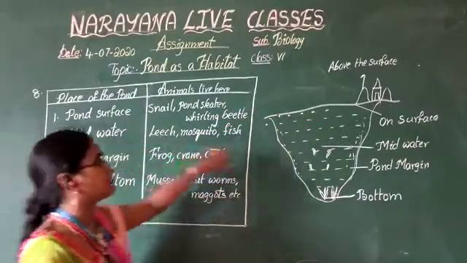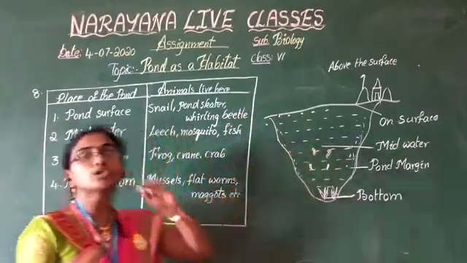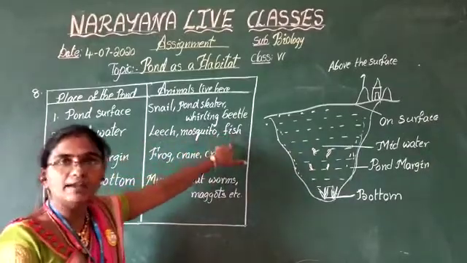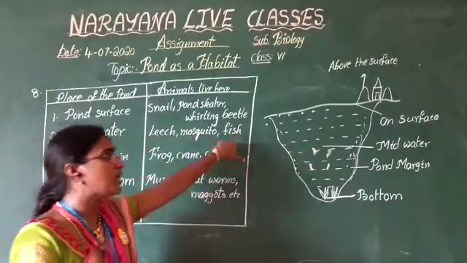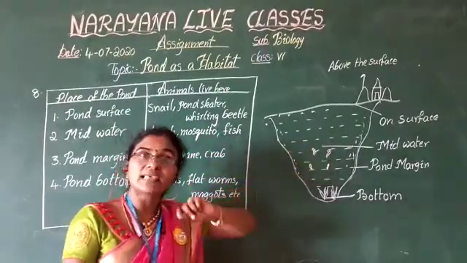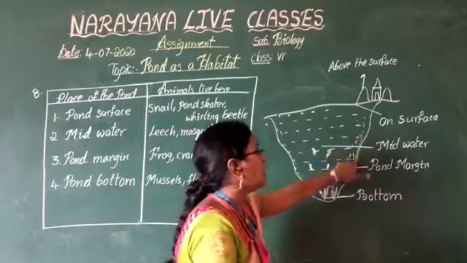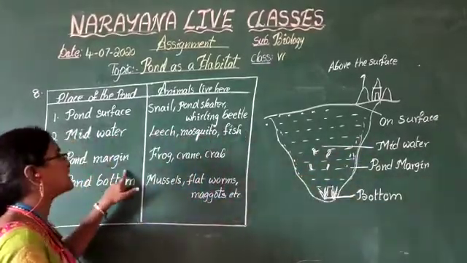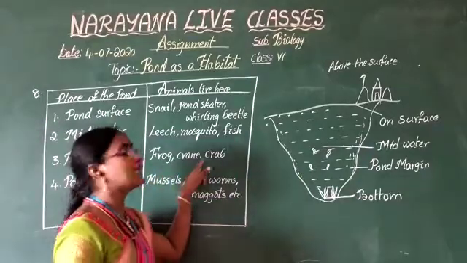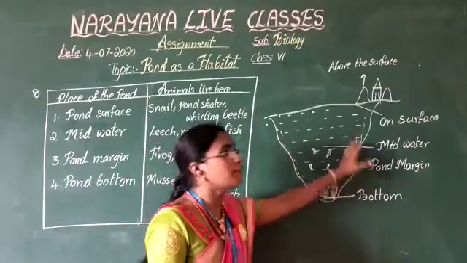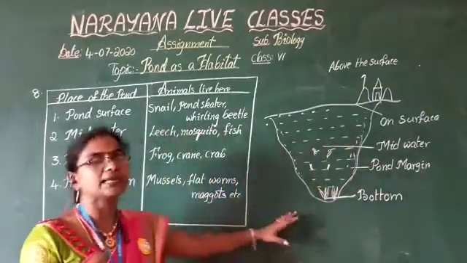And mid-water, in the middle of the water, which organisms are present? Leeches, mosquito and fishes. Usually fishes swim around in the mid-water. While laying eggs, they come to the pond margins and lay the eggs. Next, pond margin: frog, crane, crabs. So these organisms use the pond margin as a habitat.